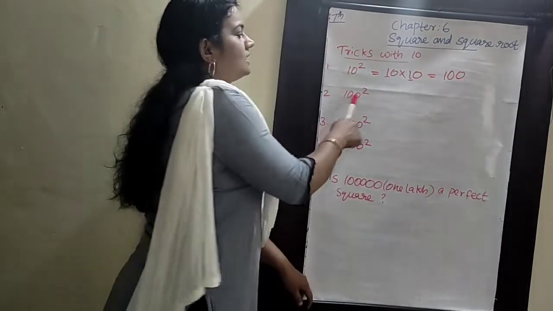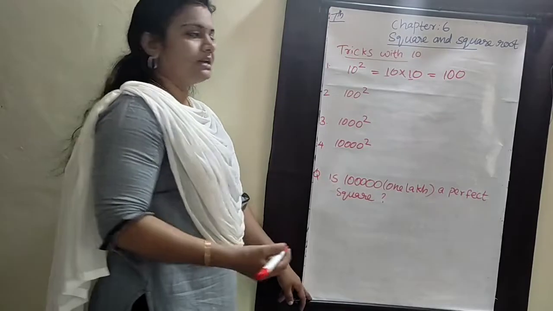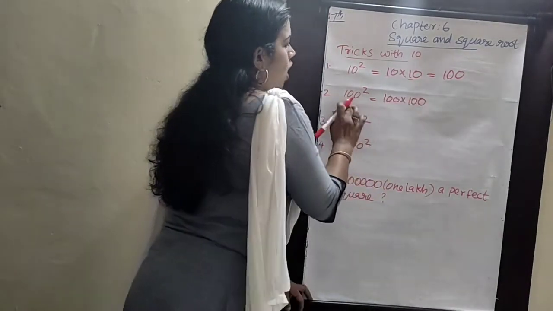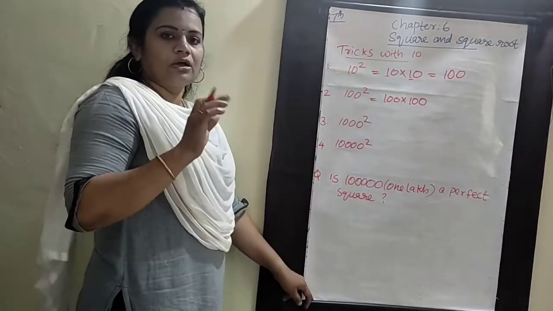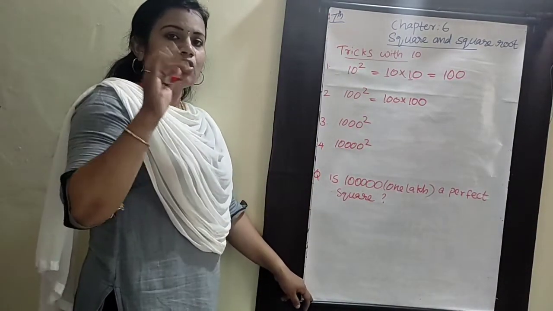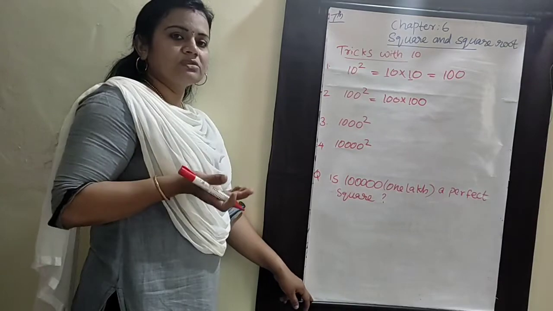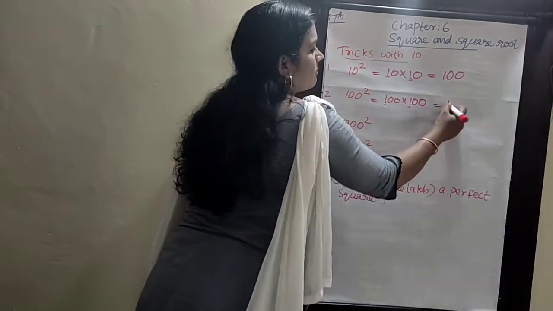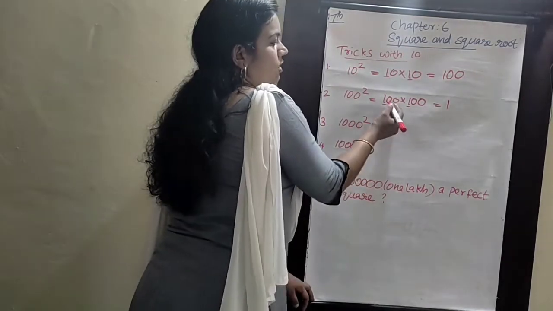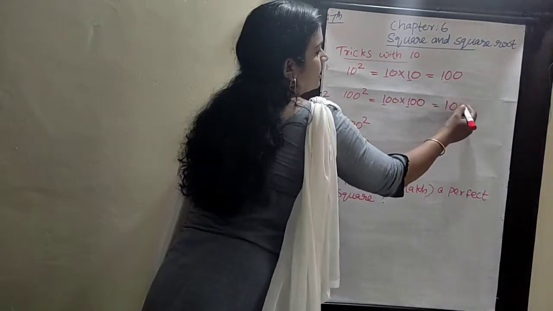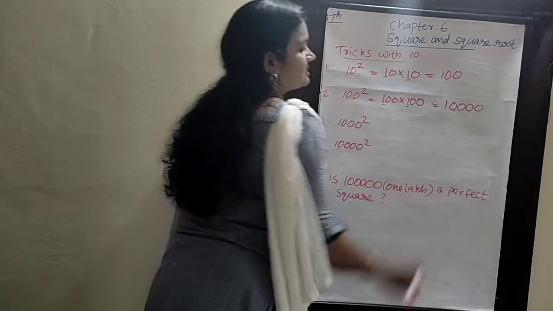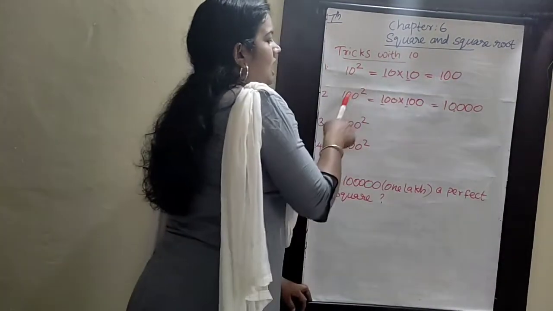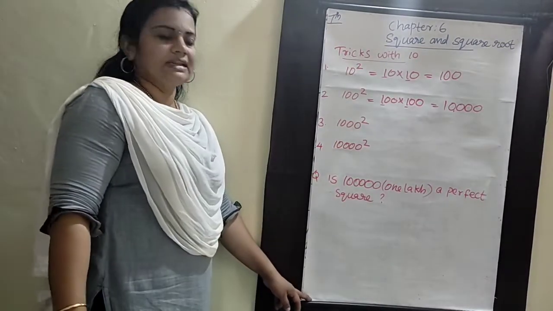Understood? Then 100 square. How to write 100 square? 100 into 100. How many zeros are here? 2 zeros. Double of 2 zeros is 4 zeros. So we multiply 1 into 1, which is 1, and how many zeros? 1, 2, 3, 4. And what is the answer? 10,000. Then 10 square is equal to 100, and 100 square is equal to 10,000.